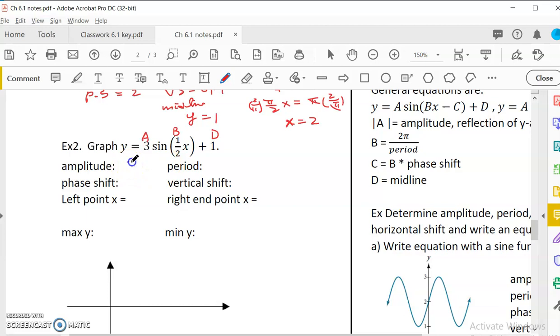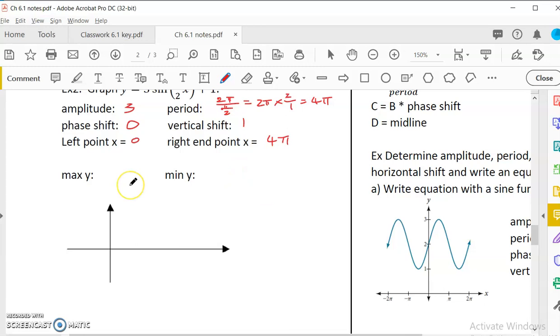So amplitude is 3. Period is 2 pi over B, right? 2 pi over whatever shows up. 2 pi over 1/2, just remember, is 2 pi times 2 over 1, that is 4 pi. So it is a stretch multiple. Phase shift is 0. Vertical shift is 1. Because there's no phase shift, my left point still stays at 0. My right point would be the end of the period.